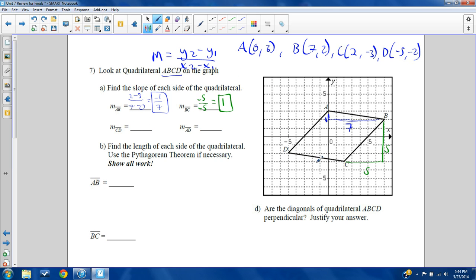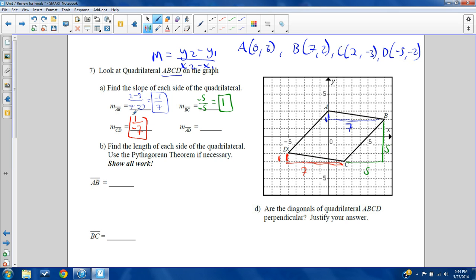CD is over here. From C to D, I go up 1. And I go over, well, I'll do it right here. I went up 1, I go over 1, 2, 3, 4, 5, 6, 7 to the left, though. Remember, in the x direction, right is positive, left is negative. So I went up 1 over 7. I really should put negative 7, so right here I have to put negative 7.